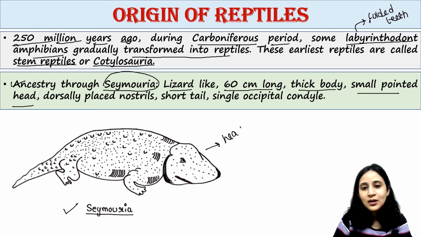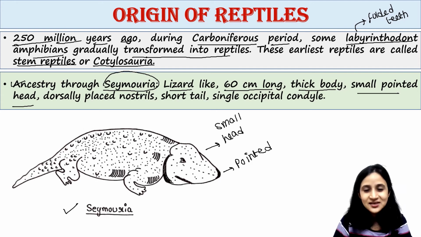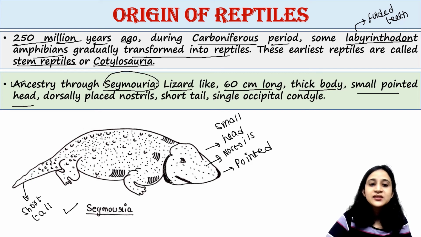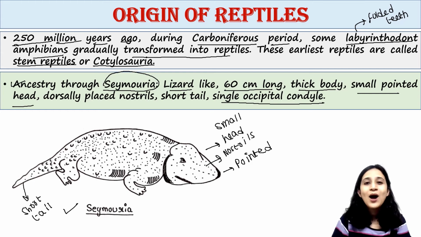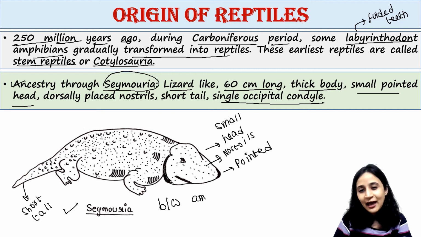So, the head was small and pointed. And it had dorsally placed nostrils. So nostrils were placed dorsally, that means in the back part of their body. And they had a very short tail. You can see the short tail. They were Seymouria. So it had a few reptilian features including a single occipital condyle. The structure of Seymouria was intermediate between the amphibians of that time and the early reptiles.